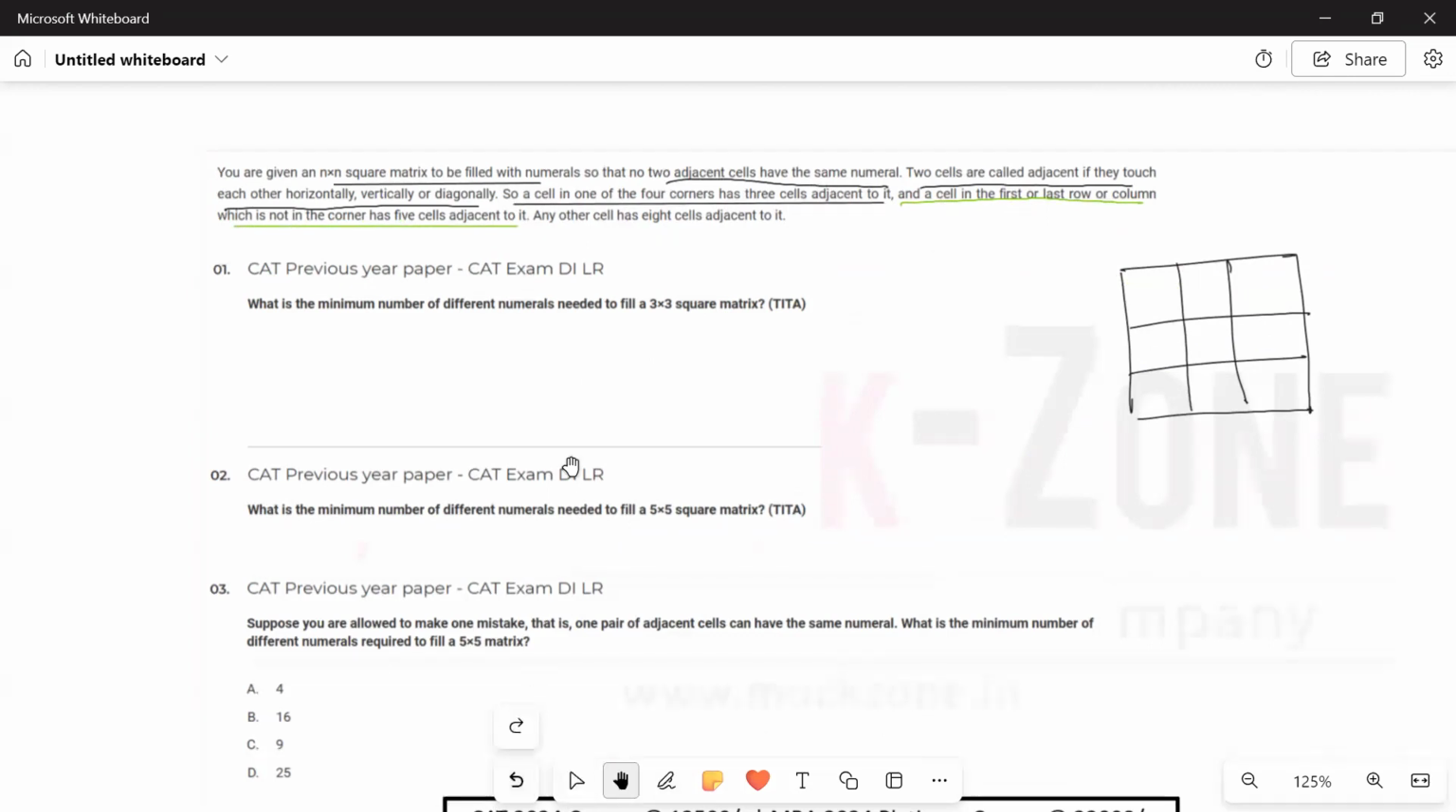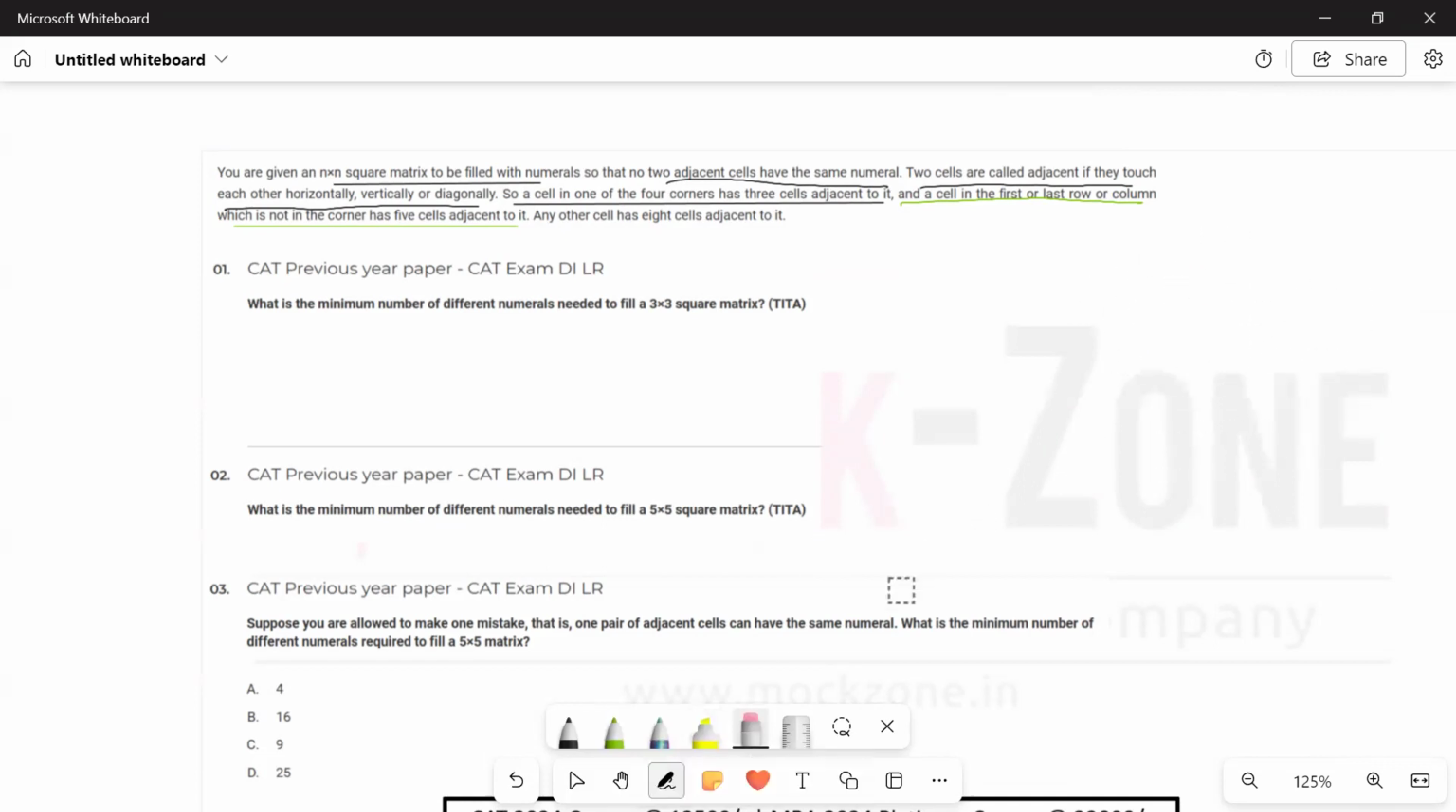Okay? Any other cell has 8 cells adjacent to it. As we have seen in the first example, if we are talking about this cell, all the 8 cells are adjacent to this cell. Okay, so we understood the basic question statement.